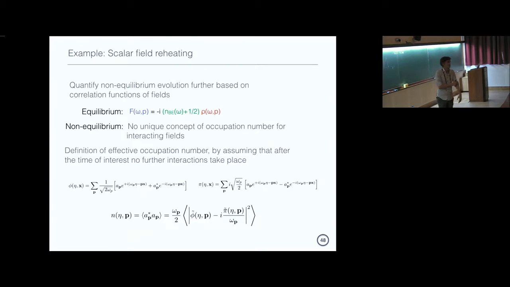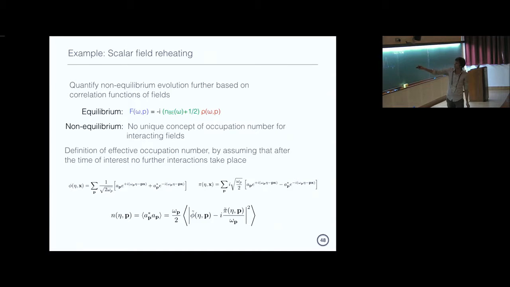Perhaps in the context of the early universe, it's a little bit funny because we know the system has to afterwards go on and do a lot of other things. Okay, but basically what one does is define this occupation number by assuming that after the time where we're interested in measuring the occupation number, no further interactions take place. And so if we do that, then we can solve free field equations of motion after the time that we're interested in measuring that, right?